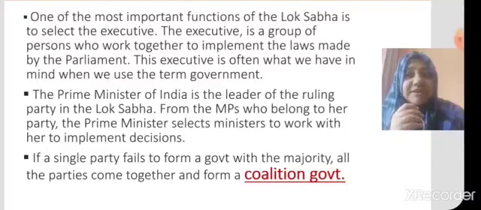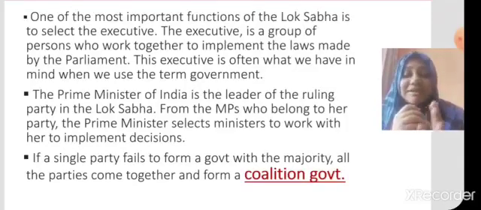The Prime Minister of India is the leader of the ruling party in the Lok Sabha. From the members of parliament, that is MPs, who belong to her party, the Prime Minister selects ministers to work with her to implement decisions. So all the MPs that belong to that particular ruling party are also provided other functions.